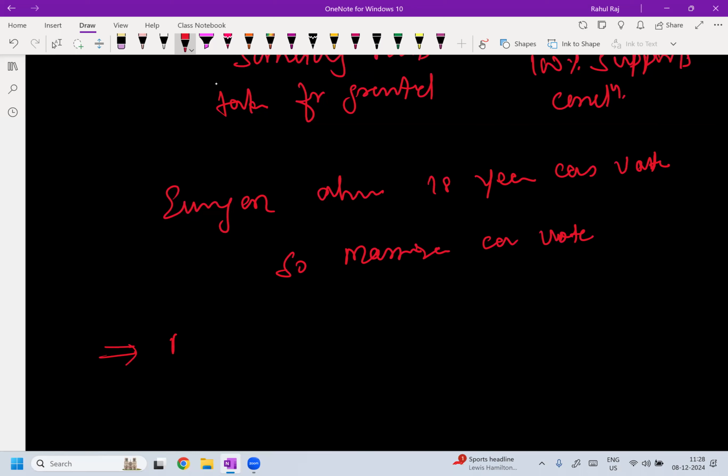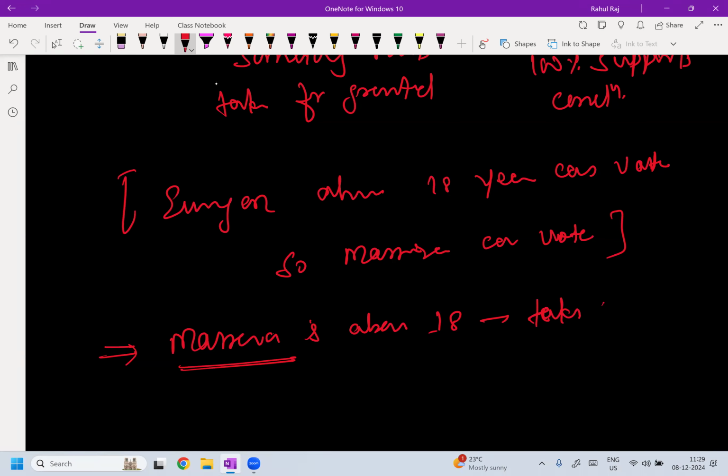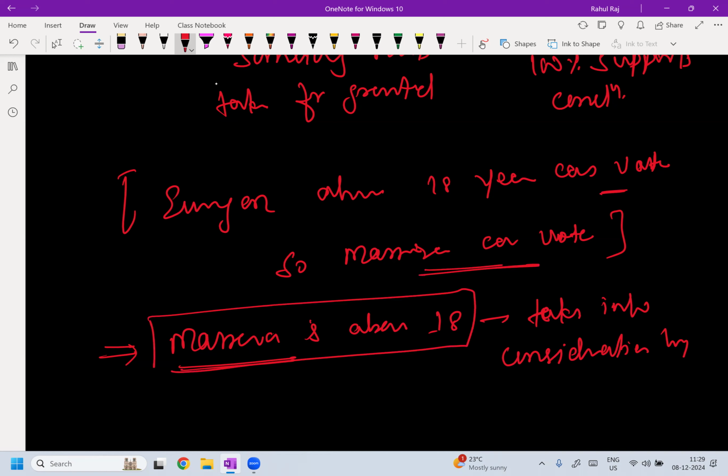Now please understand here. Masira is above 18. Understand here, is this a statement mentioned to you in the argument? No, right? This is taken by default. This is taken into consideration by default. Am I right? It need not be stated in the passage. When the statement is written, everyone above 18 years can vote, so Masira can vote, it by default means Masira is above 18 years. And this is unstated in the argument given to you.